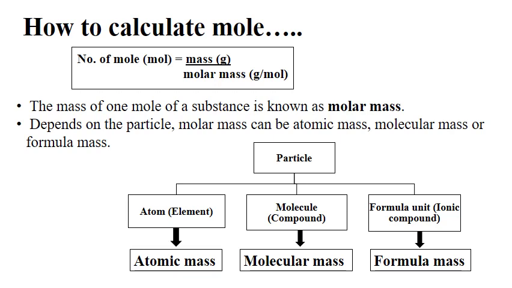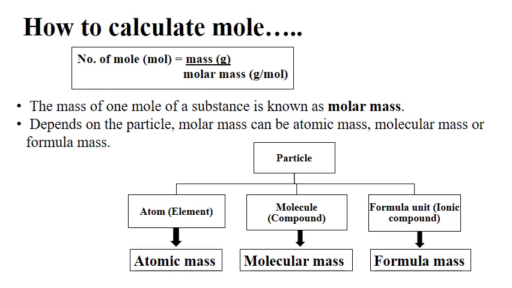Now if your particle is an atom, or if you are dealing with an element, then for atoms we write atomic mass. So in this formula, molar mass will be replaced by atomic mass. Similarly, if your particle is a molecule or you are dealing with a compound, then you will write molecular mass for it. And in the formula that is written over there, the term molar mass will be replaced by molecular mass.